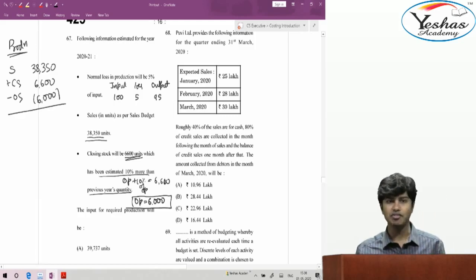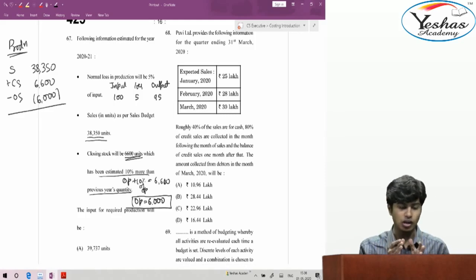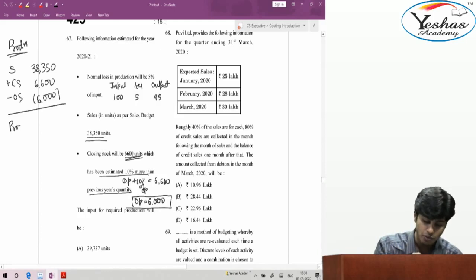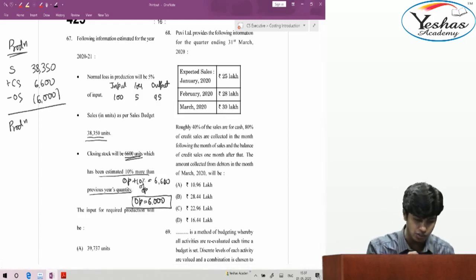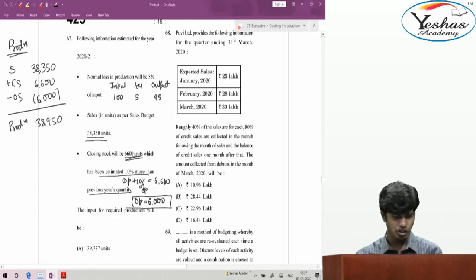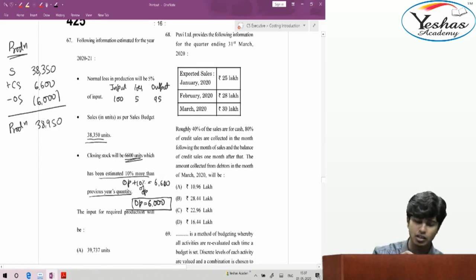See, you want 38,350 to be sold, and you want 6,600 to be held at the end. So this much is your total requirement. Out of that, only 6,000 is in your hand as of now. So how much to produce? Production is found as sales plus closing stock minus opening stock. If I do 38,350 plus 6,600 minus 6,000, I'll arrive at 38,950. That is my production. So my production is 38,950.